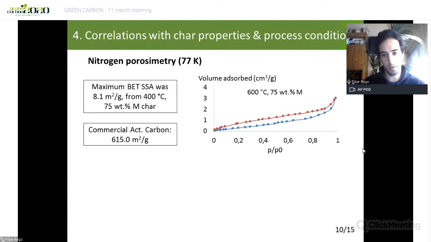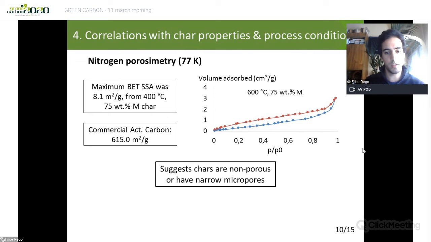This is the typical isotherm, what it looks like for all the chars, very similar to this one. It's just an example. So the maximum surface area with BET was around 8 square meters per gram, which is very low, and this was obtained with the lowest temperature char, one of the elevated feedstock moisture content experiments. And again, the commercial activated carbon obtained over 600 square meters per gram surface area, which was expected. And for the chars, this value was not achieved for any of the modifications I did.